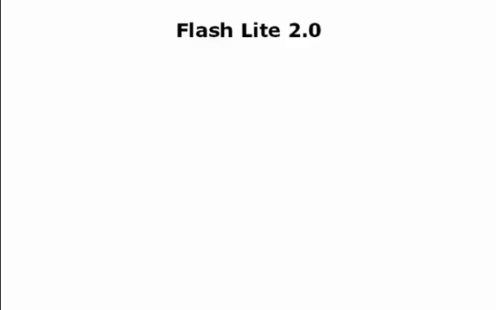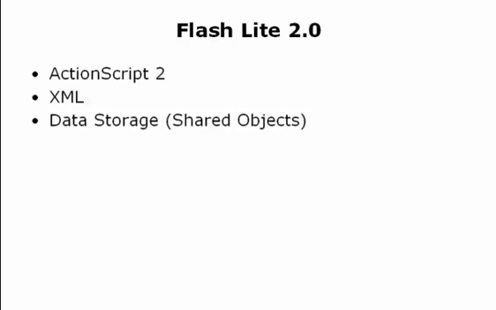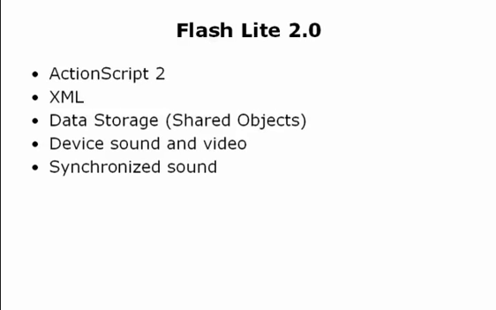Flash Lite 2 supports ActionScript 2. It also supports XML data and data storage similar to web cookies. It uses devices to play sound and video. With Flash Lite 2, you were able to synchronize sound with your presentation, and you had access to more keys on the device. You could also use a highlight called the focus rectangle to tell the user what interactive object they had selected in your application.